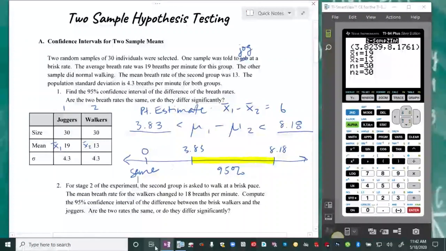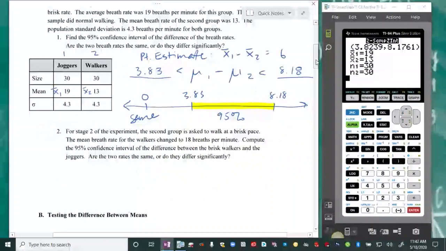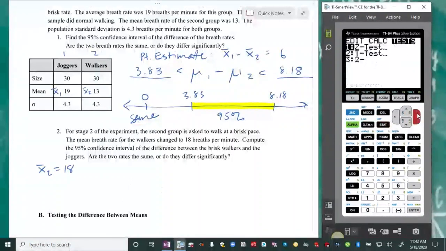Let's go ahead and look at number 2. So let's say that we also ask the walkers to go at a brisk rate. And this changes the mean breath rate for the walkers to 18. So now I've changed my sample mean for the walkers to 18. Same standard deviation. Let me go back to Stat and then Tests. And I'm going to grab that confidence interval for two samples, the two-sample Z interval. I'm going to leave everything the same except the mean for the walkers, and that changes to 18.